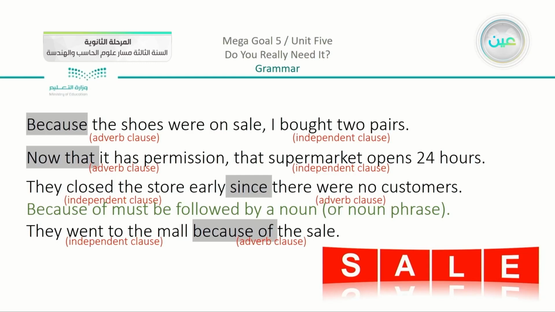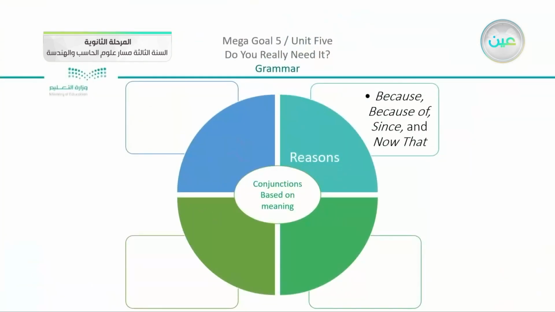And we have the same idea with the fourth: "They went to the mall because of the sale." Now why did they go to the mall? Because of the sale. Now you can see that in all 4 examples, I asked why. Why did I ask? Because I am giving the reason. So this means that I have here the 3 conjunctions: because of, since, and now that.